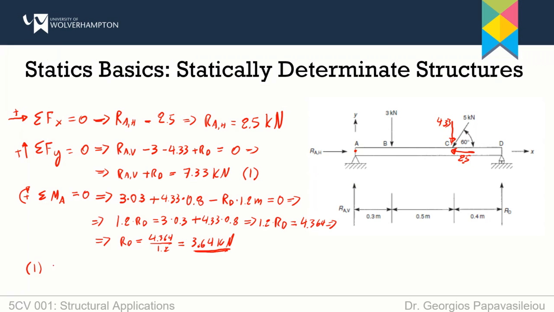So without further ado, from equation one, we know that RAV plus RD have to be equal to 7.33, or RAV plus 3.64 has to be equal to 7.33, or RAV has to be equal to 3.69 kilonewtons.